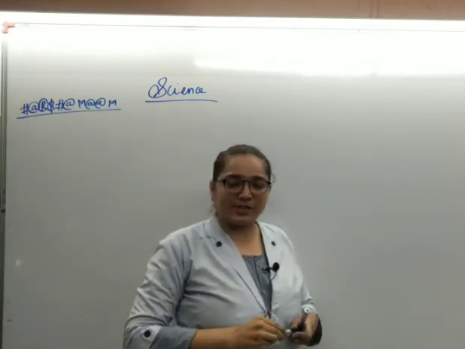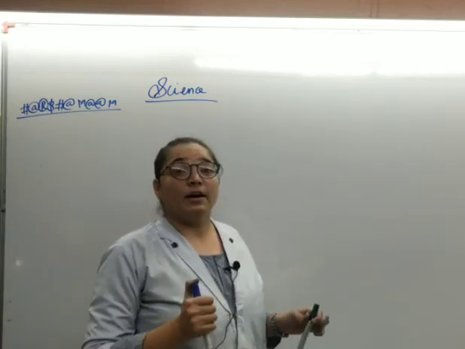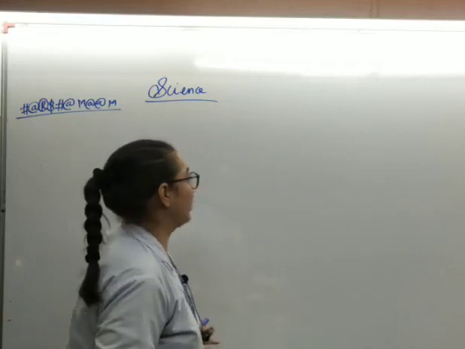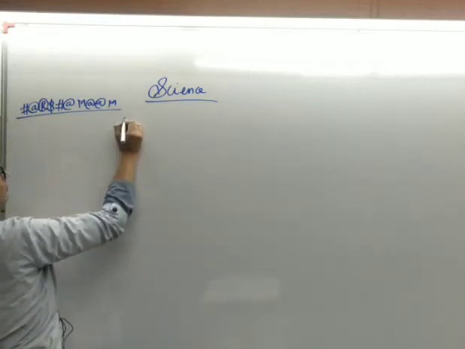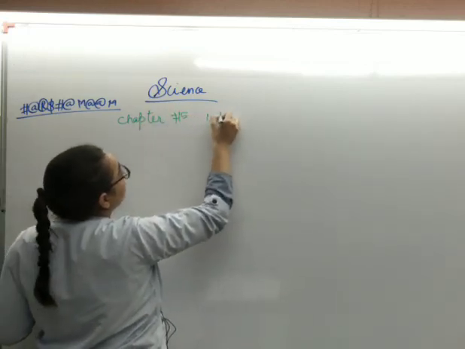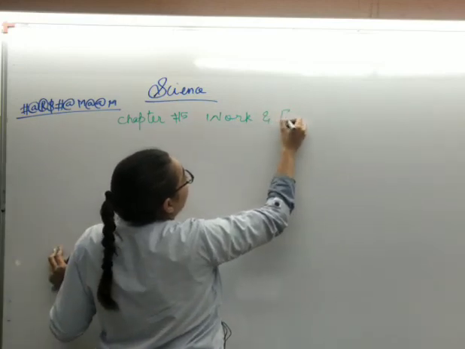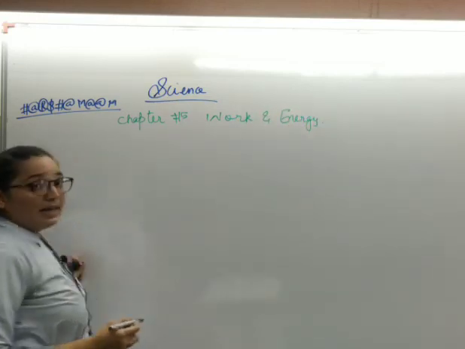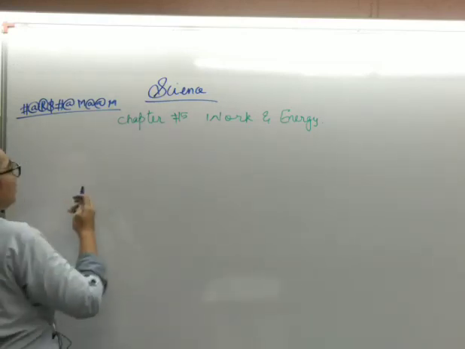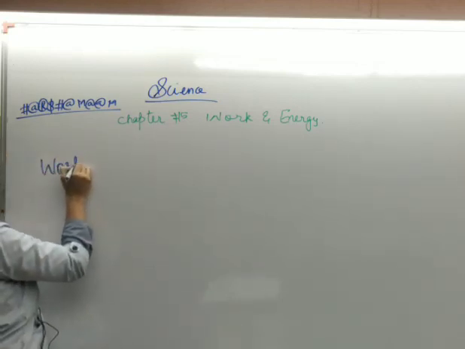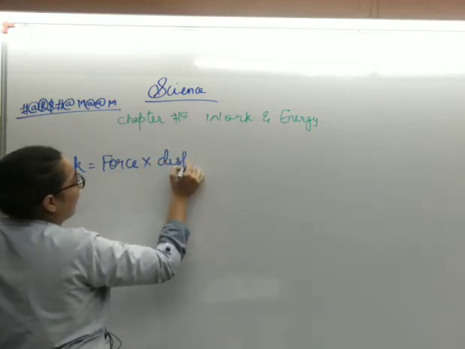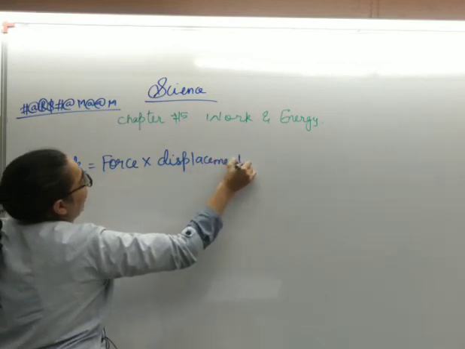First, we are going to see today all the particular formulas of chapter number 5, that is work and energy. Let us jot down the basic formulas. First of all, the basic formulas: work, which is the product of force, displacement and cos theta.